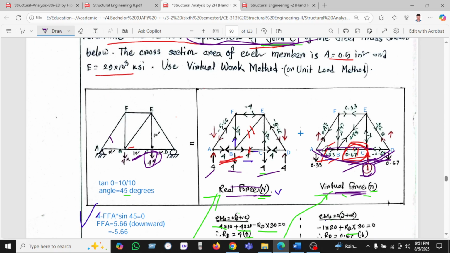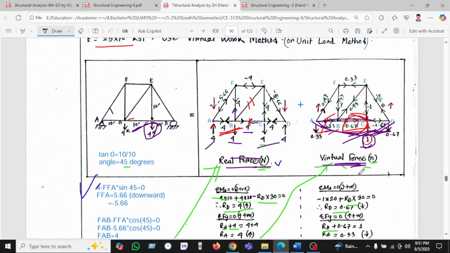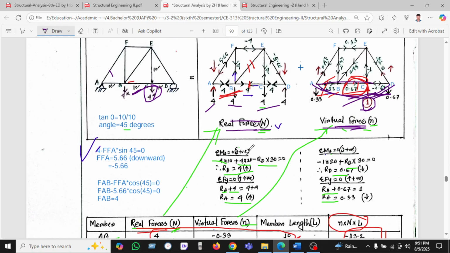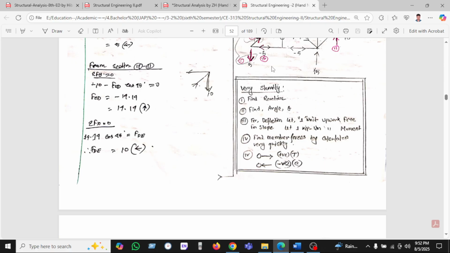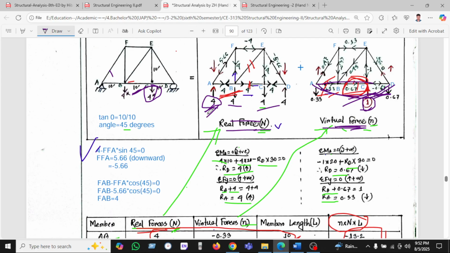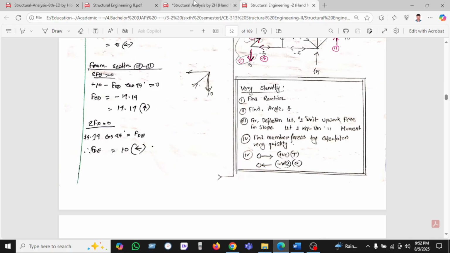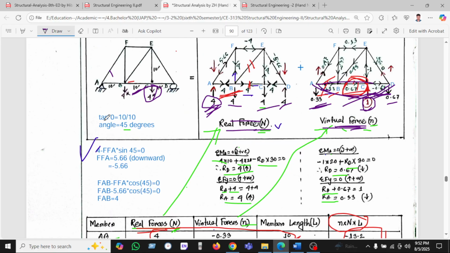We just put the one unit load upward, and then we can apply the equilibrium equation to get the reactions. Here we will find the reaction 1. So the reactions are 4 and 4, and for the virtual force diagram we have found 0.33 and 0.67. Then we can calculate theta. How will we calculate theta? We know tan theta equals height over length, and then we will find 45 degrees.